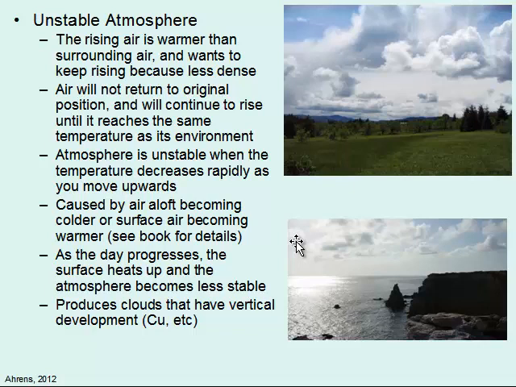And again, your book has some great details as well, listing the certain conditions where this happens. So typically as the day progresses, we start out with a stable atmosphere in the morning, and then it progresses to more unstable. The surface heats up, and the atmosphere becomes less stable because the air is warming up as well and rising to form clouds, such as those with vertical development like cumulus clouds.